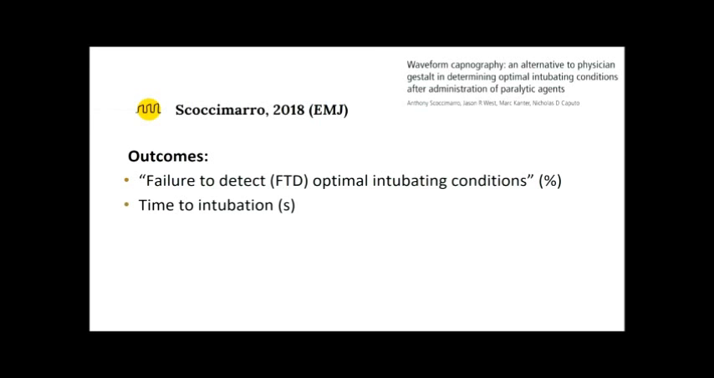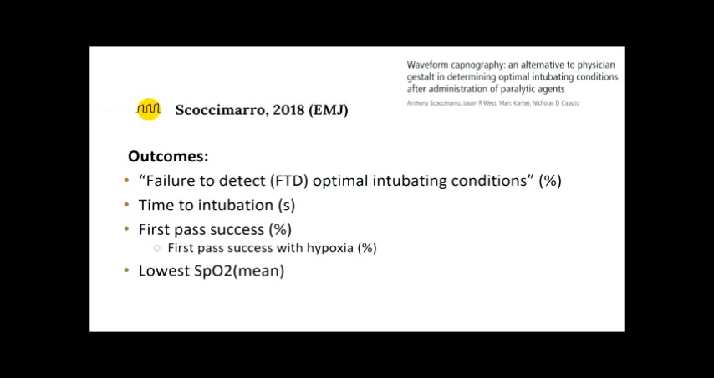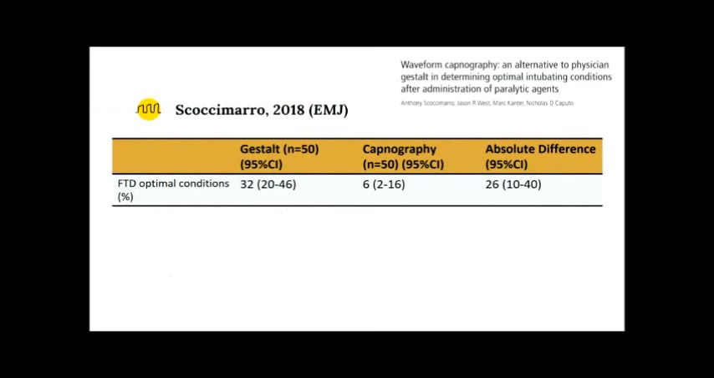They also looked at time to intubation. They looked at first pass success and first pass success with hypoxia, and also the lowest overall oxygen saturation. So what they found was that there were substantially more failures in detecting optimal intubating conditions: 32% in the Gestalt group and 6% in the capnography group, for an absolute difference of 26%, which would give us an NNT of around 4.